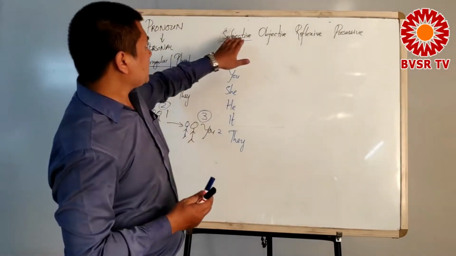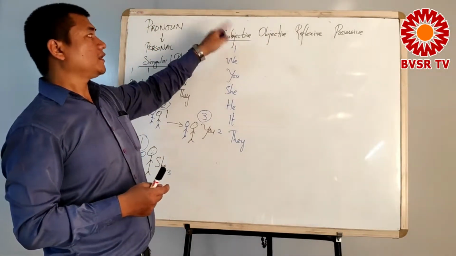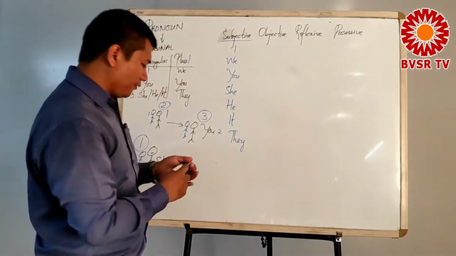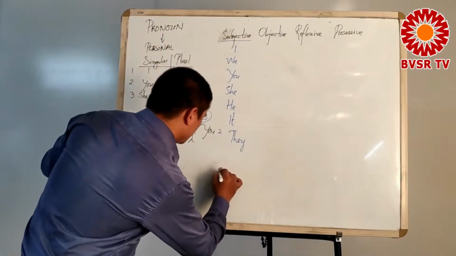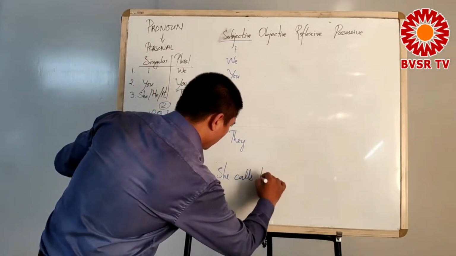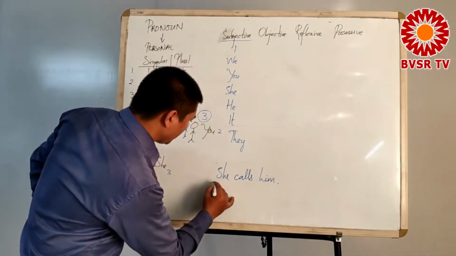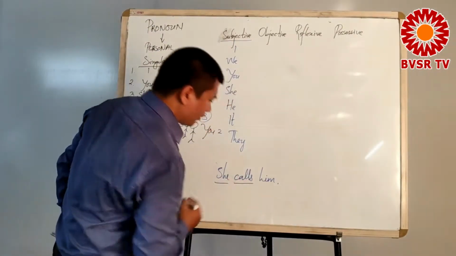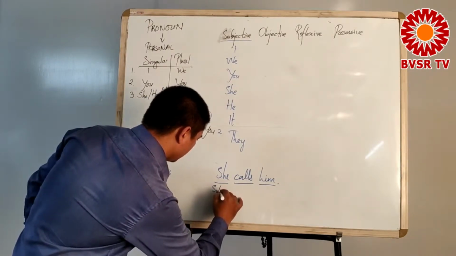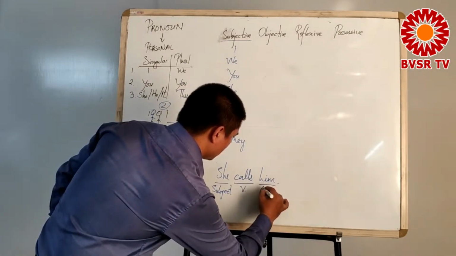So, subjective, objective. Here is something very simple. Subjective in a sense means subject: the pronoun which we use in the place of the subject. For example, I'll give you one simple example here: she calls him. Now, when it says she calls him, she is the subject, calls is the verb, and him is the object.